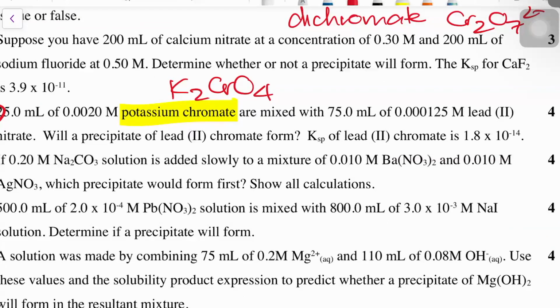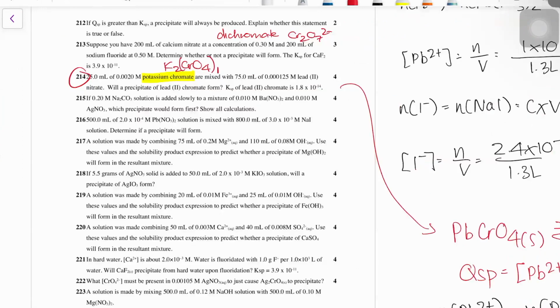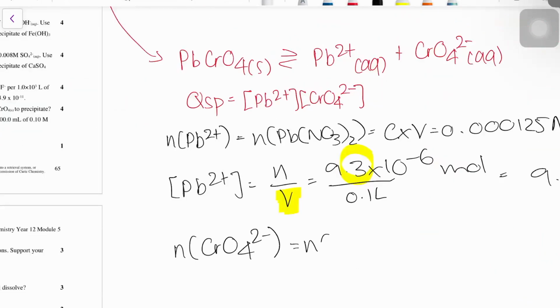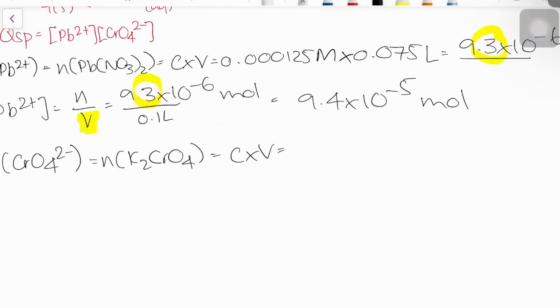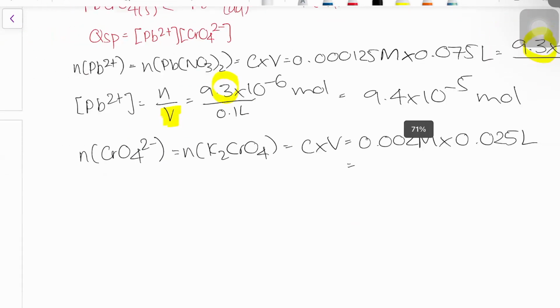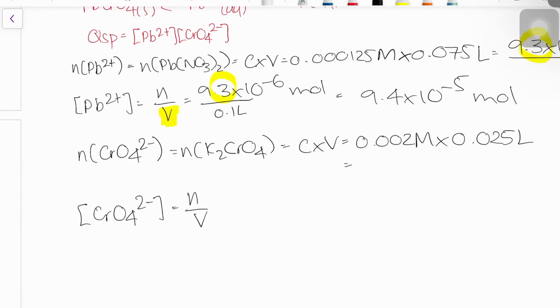Good. Sometimes it's easier for you to put it in brackets. So the chromate is the whole CrO4 and there's an invisible 1 here. So my moles of chromate is equal to my moles of potassium chromate. That's where the solution is from. So then I do C times V again. So that's 0.002 molar times 0.025 liters. So what's my moles of CrO4? 5 times 10 to the negative 5.